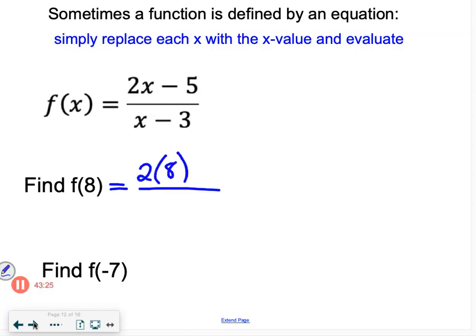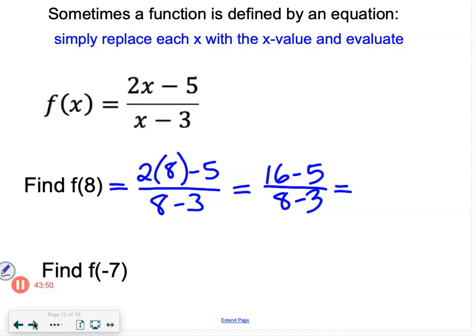2 times 8 minus 5 over 8 minus 3. Does everyone understand what we did here? Okay, Joe, you good? What am I going to do to simplify? What should I do first? 16. Very good. All right, what's 16 minus 5? 11. What's 8 minus 3? 5. Can I reduce 11 fifths? Nope, then I'm done. Do not write mixed numerals. Just leave it 11 fifths.